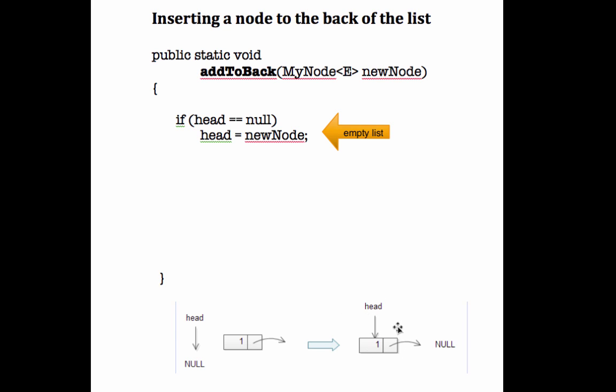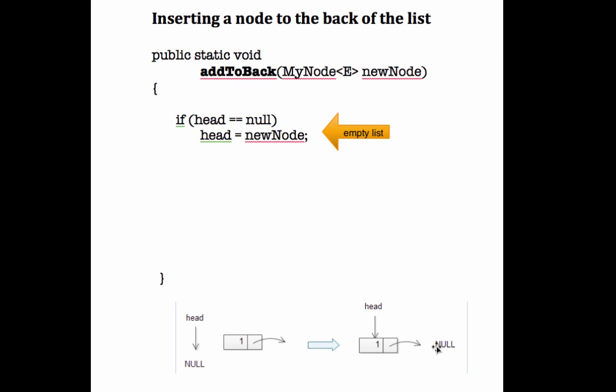So head refers now to the new node. And again, that assumes that the new node has been created, has been initialized, and that the reference of that new node is null. This node is now the first one because it's referred to by head, and it's also the last one because its next field is set to null.